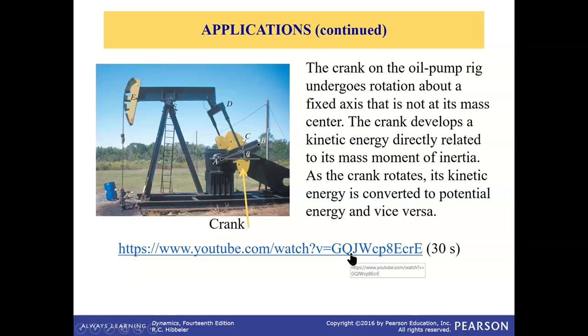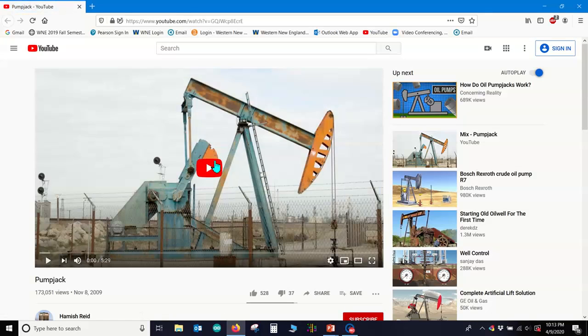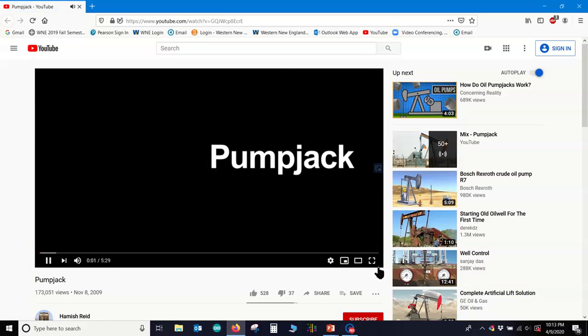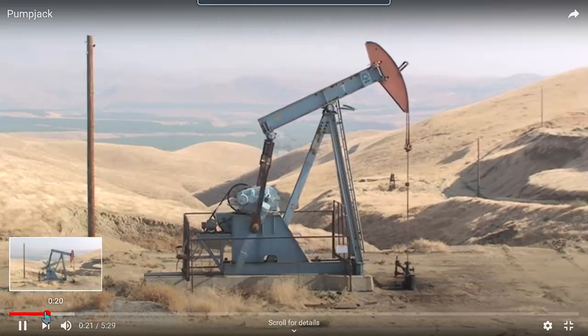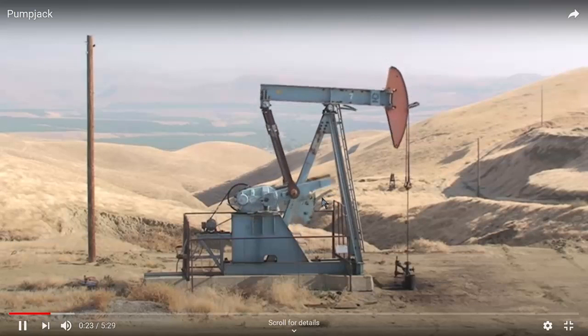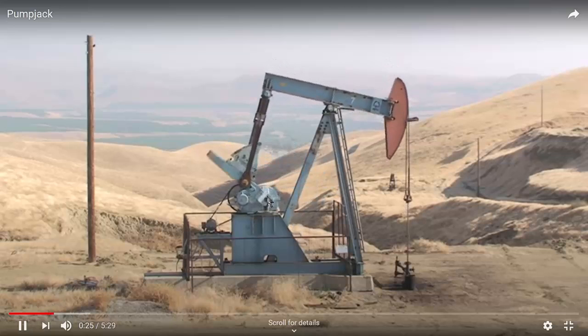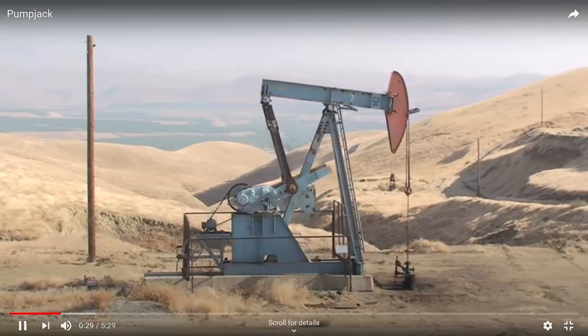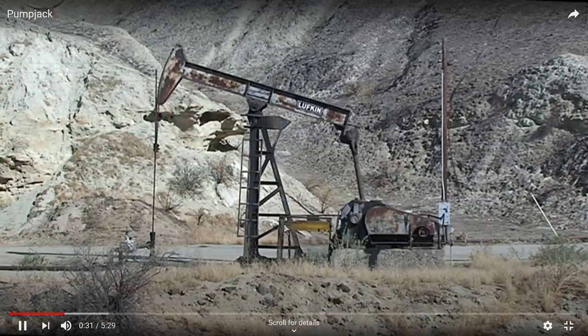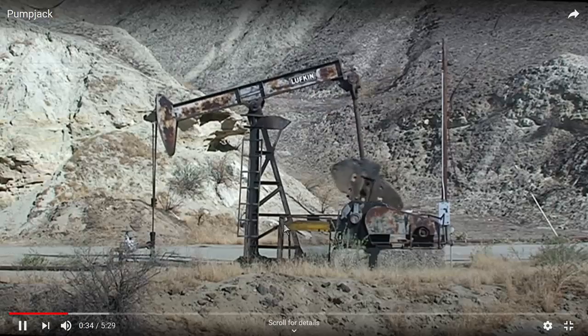You can watch this video which explains the operation of the oil pump rig. And yeah, this is the oil pump rig in operation. This rotating part is the crank, and you can see that it's not rotated from its center of mass, but it's rotated from an axis which is away from its center of mass.